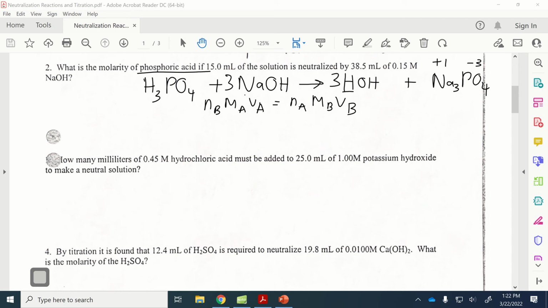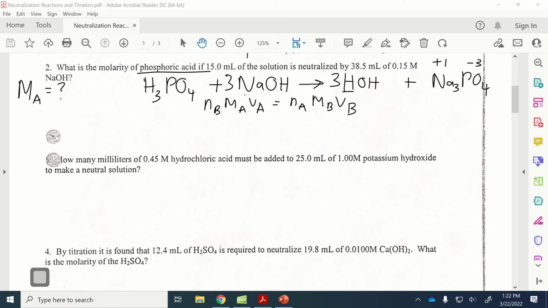So let's write down what I have. Again, I've seen that a little bit at the end here where some students are going, I'm getting lost in my problems, I don't know which one's which. Let's write down what I have. It says, what is the molarity of phosphoric acid? So right there, the question is, I'm solving for Ma.